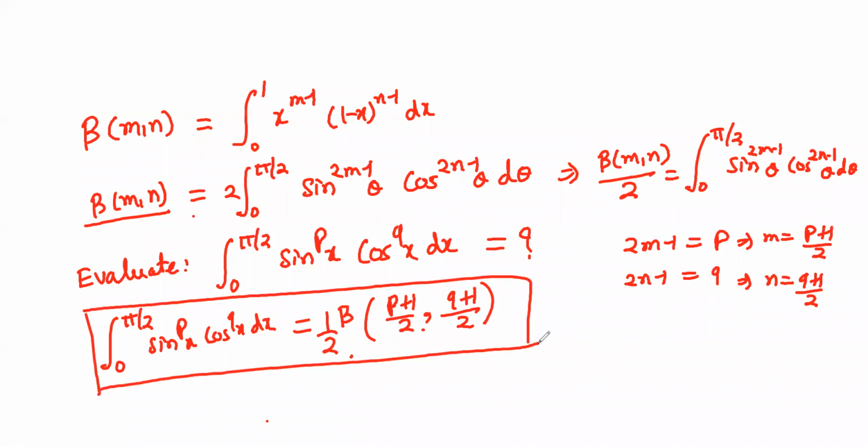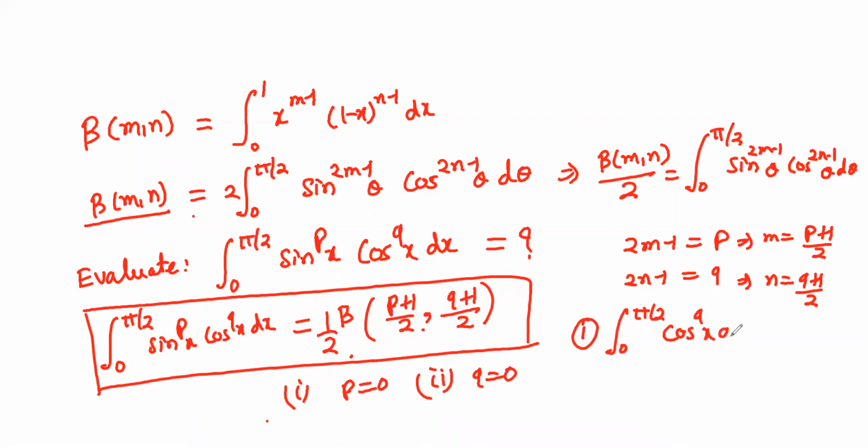Now particular case. Particular case means first put case 1, p is equal to 0. In the second case put q is equal to 0 and try to find out what will be the value. The LHS, when p equals 0, will be the integral from 0 to pi by 2 of cos qx dx. What will be its value? And in the second case q is equal to 0, so it will be the integral from 0 to pi by 2 of sine raised to px dx.